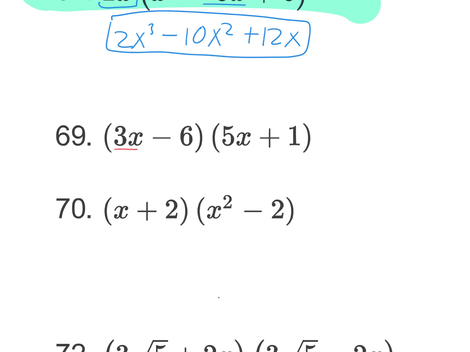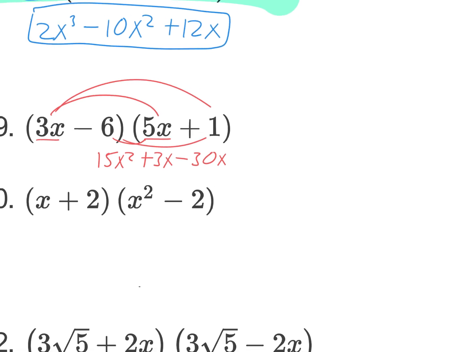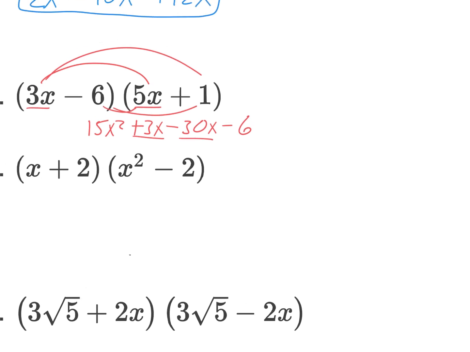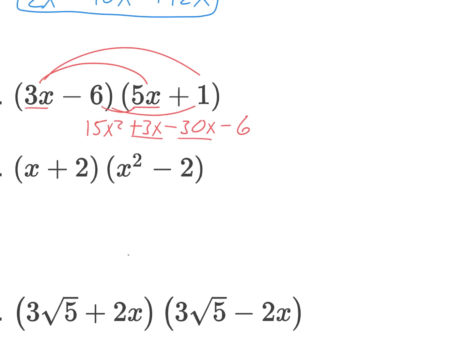Foiling a binomial times a binomial is first, outer, inner, last. So I'm going to do my first times my first. As always, coefficient with the coefficient, variable with the variable, so it's going to be 15x squared. 3x times 1 is going to get me a 3x. Negative 6x and 5x is going to get me a negative 30x, and a negative 6 and 1 is going to get me a negative 6. Combine like terms if there are any. I believe in number 70 there's not going to be any like terms. But when there are, you combine them. So then we get 15x squared minus 27x minus 6. And that is our answer in standard form.